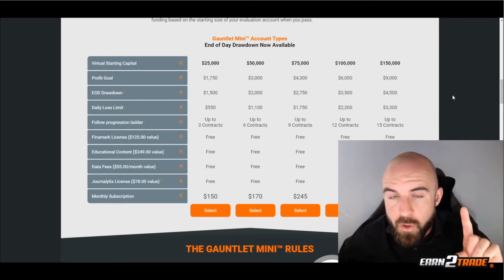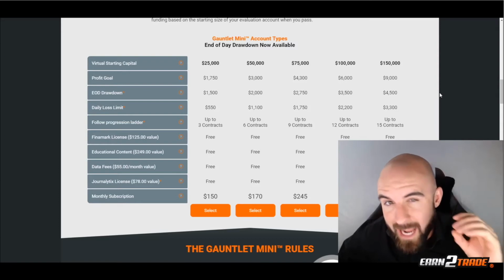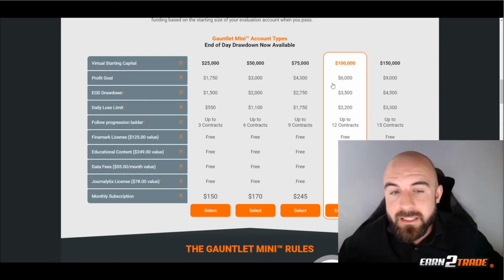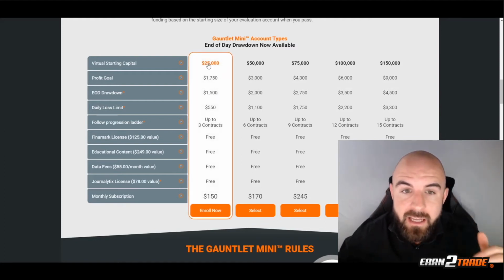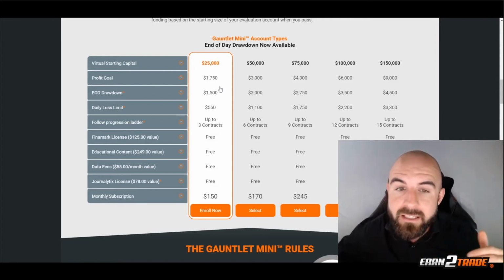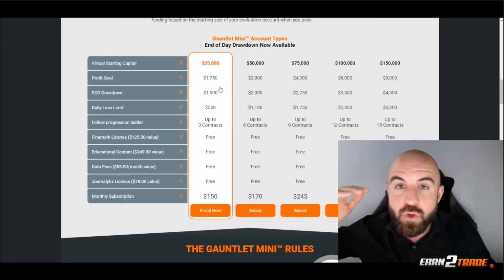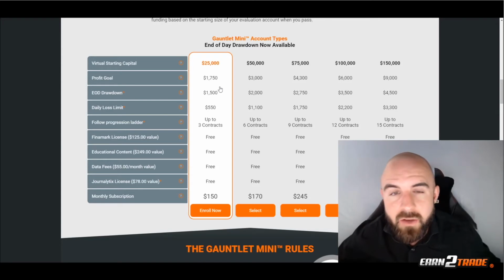But remember folks, the end of day drawdown pegs itself at the starting account balance. That means that the $1,500 amount that we see here, that naturally is going to be $1,500 less than $25,000 in a starting scenario. But as that account grows to say $26,500, the end of day drawdown is going to get stuck right there at that $25,000 mark.